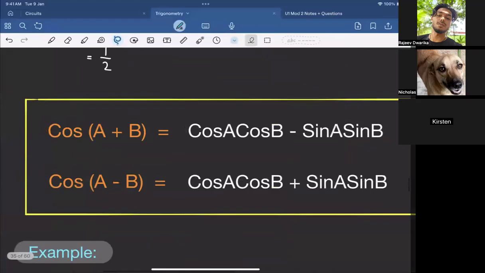Now, this is the compound angle formula for cos. Same situation. Imagine if you had cos 150, cos 270. Same exact situation. Right? So copy this down.